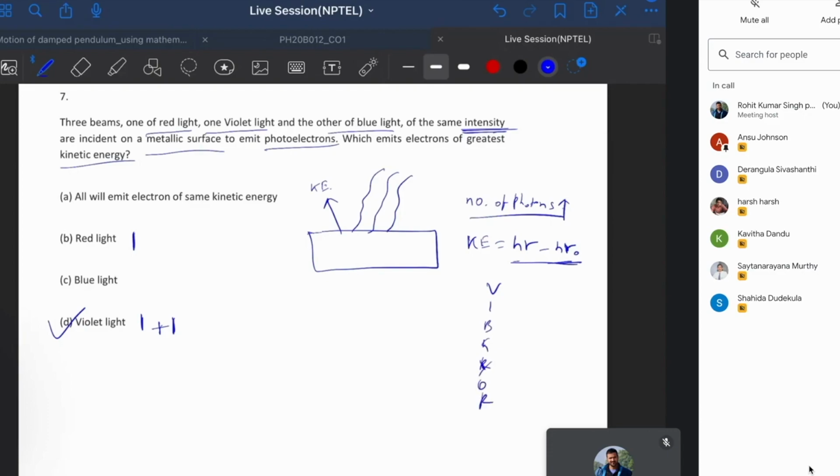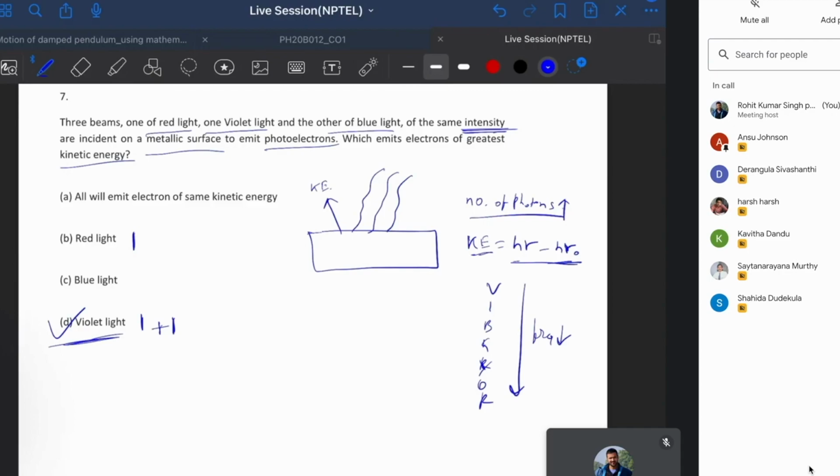So this way the frequency decreases, correct? Violet has the highest frequency. So that's why the violet will emit the electrons of greatest kinetic energy, because it will deliver more energy inside the metal, and so the electrons will have more energy when they come out of the metal, correct? Intensity has nothing to do with the kinetic energy of electrons.